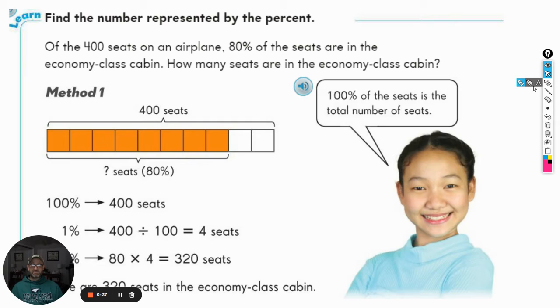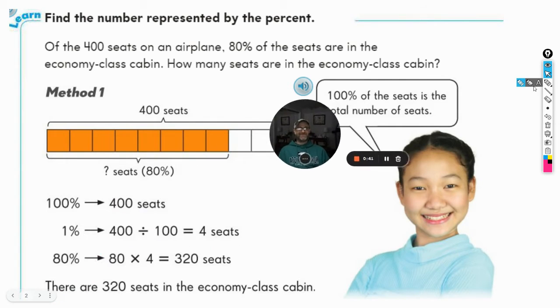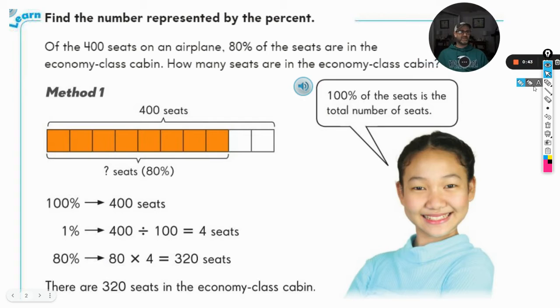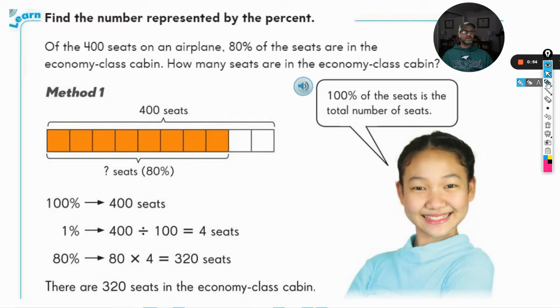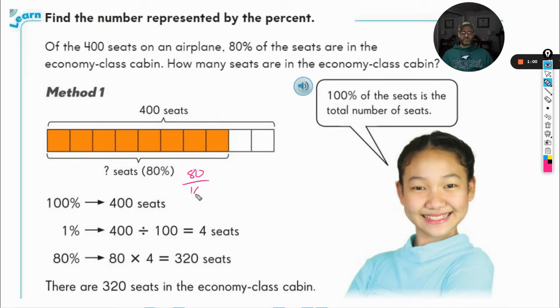Oh no! Bar models. Nobody told us there was going to be bar models. Sorry. All right. Of the 400 seats on an airplane, 80% are in the economy class cabin. How many seats are in the economy class cabin? Well, how are they doing this? They're doing 400 seats is, yeah, 80% would be 80 out of 100 or 8/10.